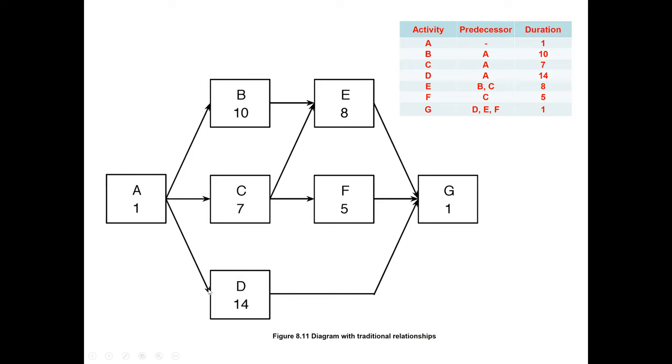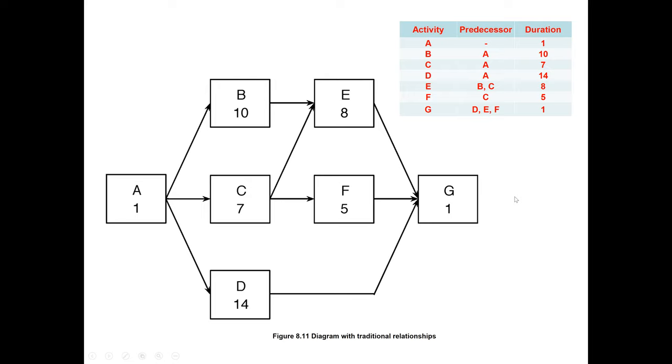So activities B, C, D are all after A. Now activity E is after B and C, so B and C should complete first. We put node E here with an 8 day duration, connected to B and C. Then F is after C, with a duration of 5, so we put this node after C. And last, G is after D, E, F. Activity G has a duration of 1, and it is connected after D, E and F.